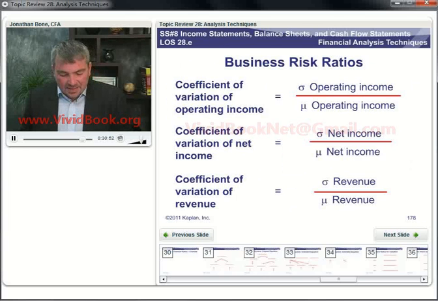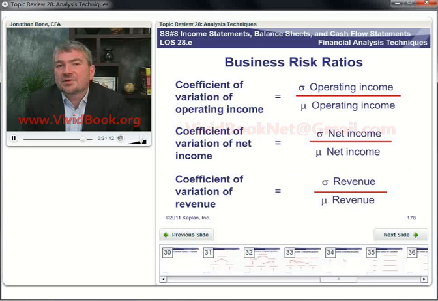A few little business risk ratios coming up next. Notice these are coefficient of variation, and we've seen coefficient of variation in quants. Remember, it's just standard deviation divided by mean. Remember, standard deviation is an absolute measure, so dividing it through by mean, we get a relative measure which we can compare between different firms.